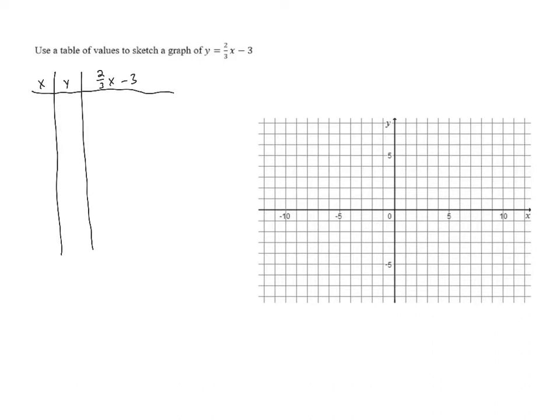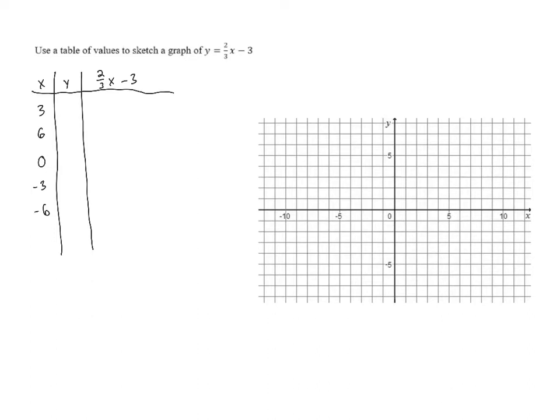In this case, the denominator of the coefficient on x is 3. So by picking multiples of 3, we can avoid fractional answers. So I'm going to pick 3 and 6. I'll pick 0 and then -3 and -6. Let's plug in these values for x and figure out the corresponding values for y.